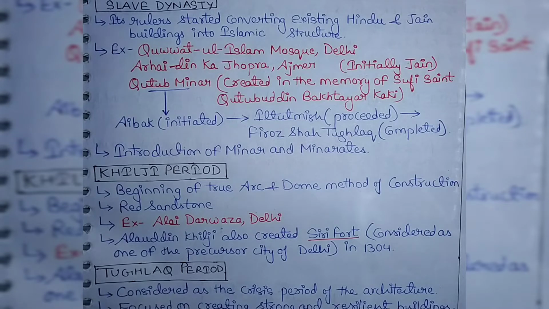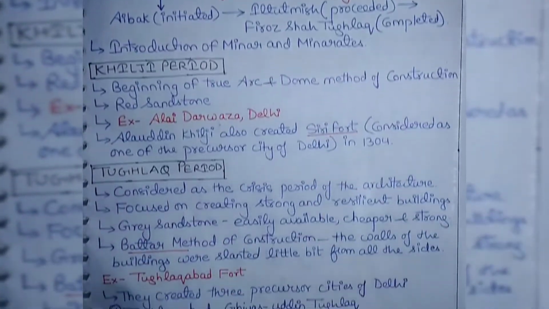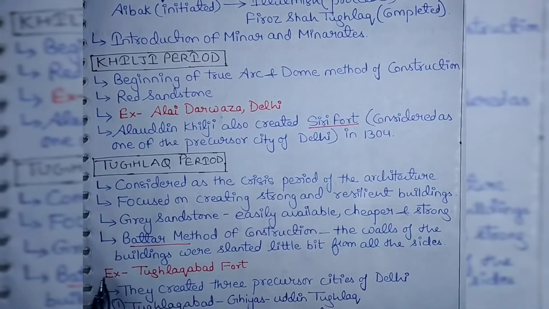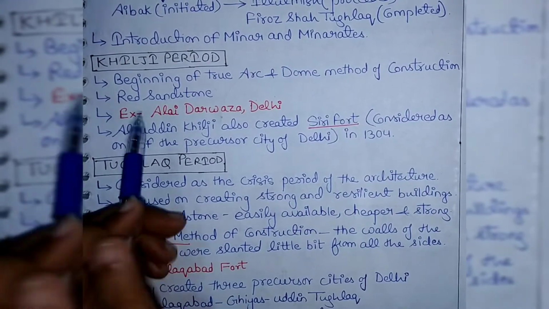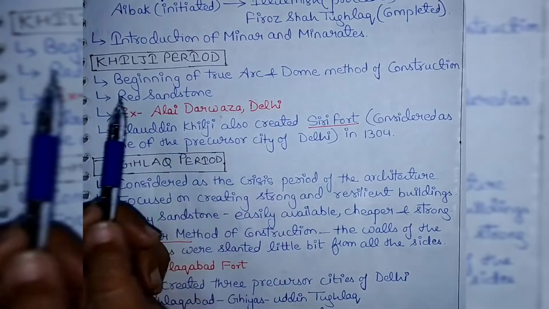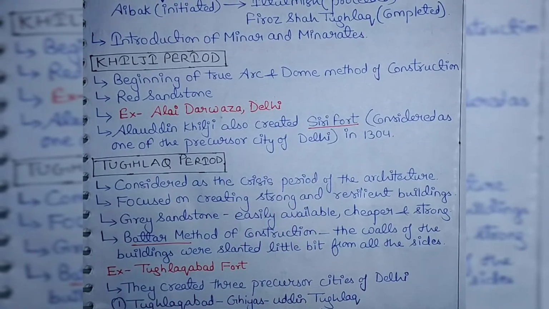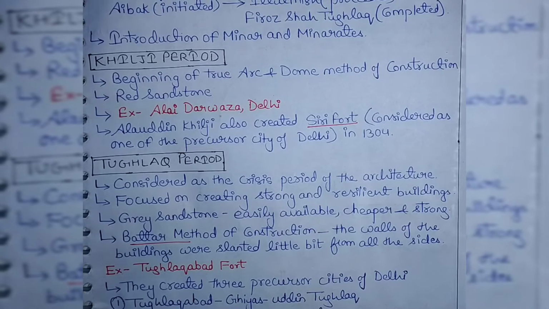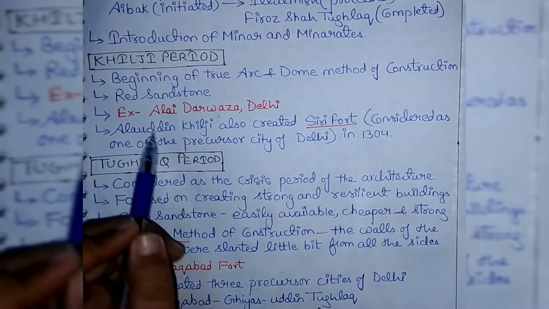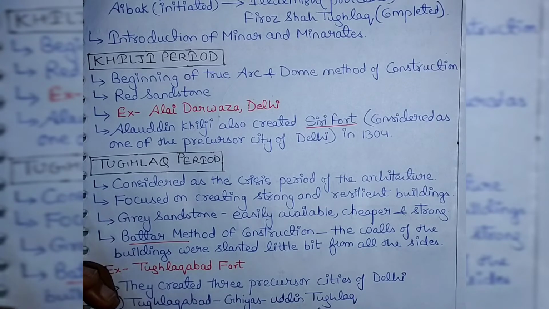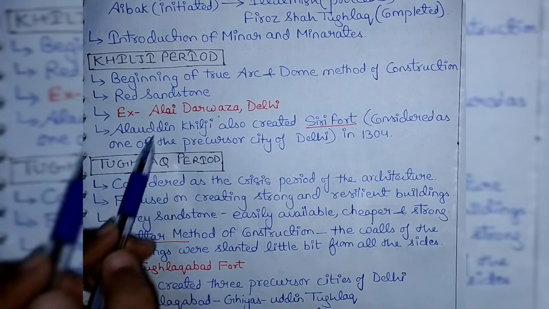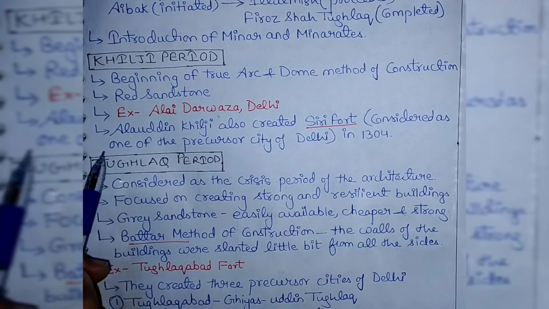So we can see the minars and minarets were introduced during this time. Khilji period. During the Khilji period, the true arc and dome method of construction began. Red sandstone was used for the construction purpose. An example of this period is Alai Darwaza, Delhi.